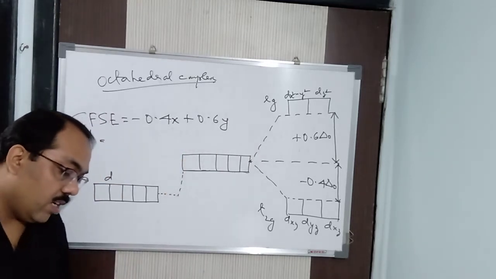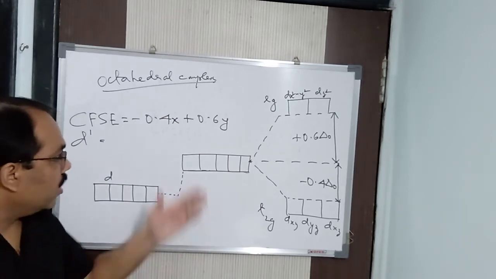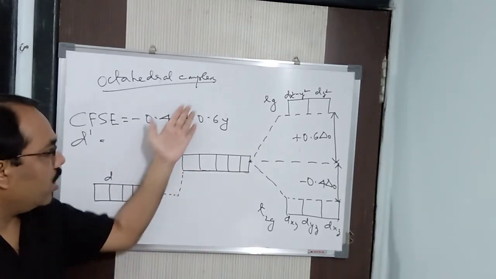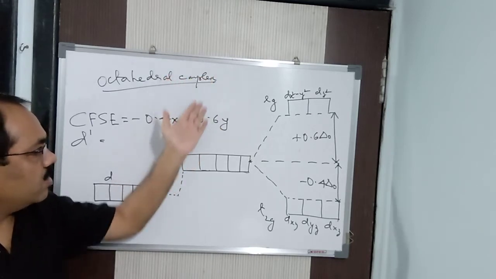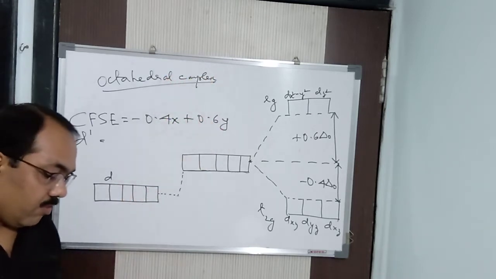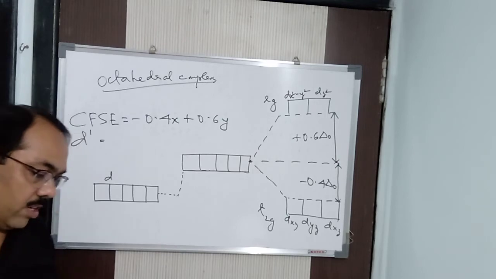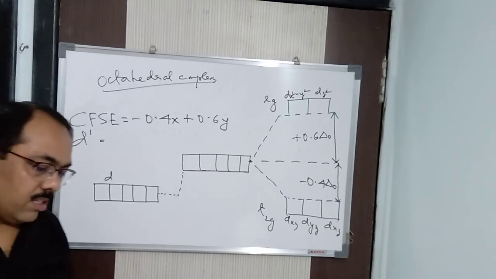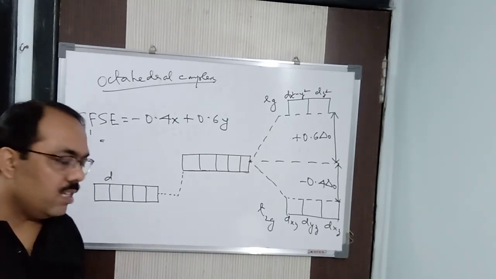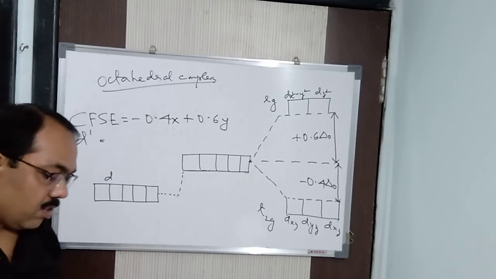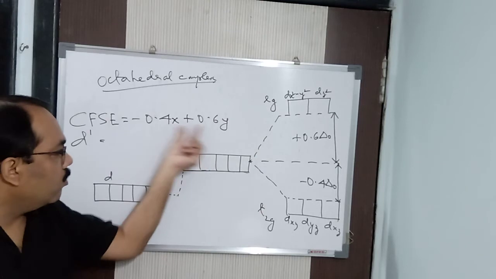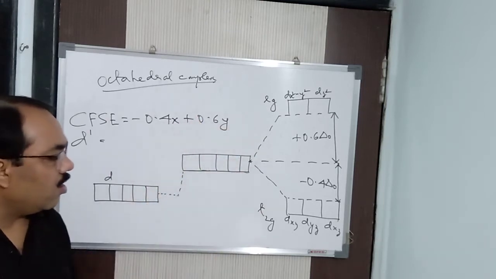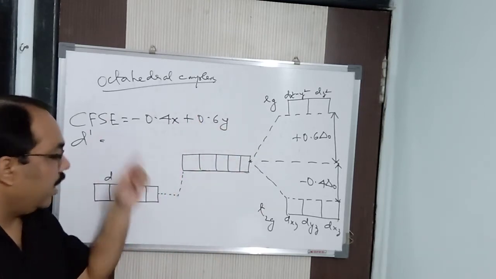So here in case of T2G orbital, the lowering is taking place by minus 0.4, and again I repeat, it is increased in EG by 0.6. X and Y stand for number of electrons occupying T2G and EG orbitals. Orbitals is the correct word. So first we will take D1.